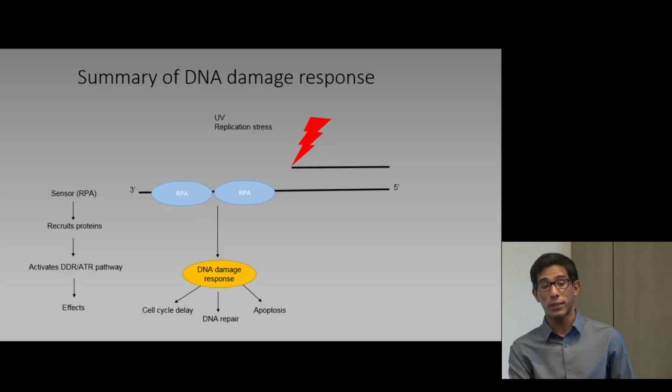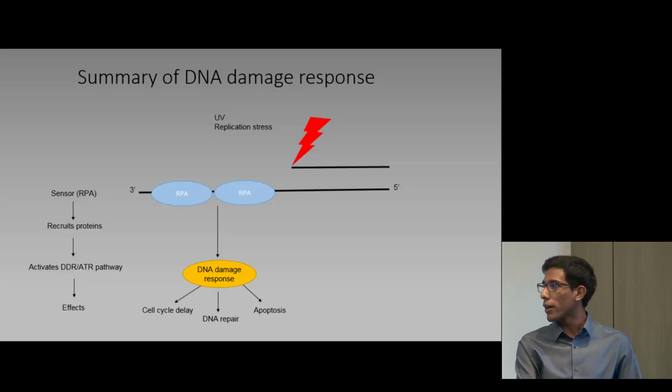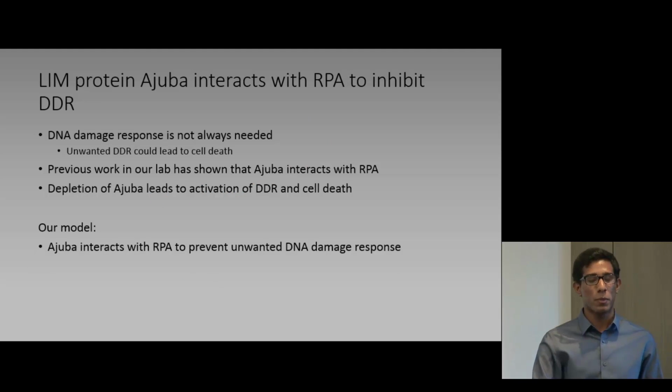These effects are vital for preventing the development of cancerous cells, because cell cycle delay is going to prevent the division of the cells, and programmed cell death is going to kill the cell and prevent the development of a tumor or more cancer cells. So this DNA damage response is always needed. However, unwanted DNA damage response could lead to cell death.